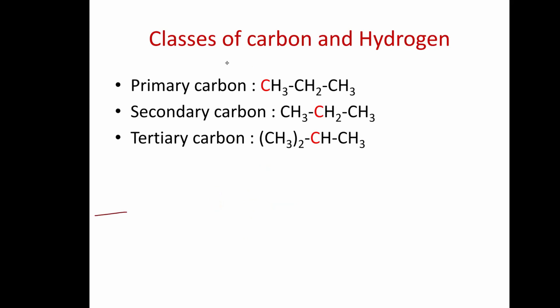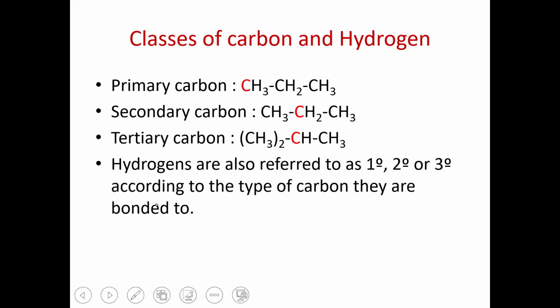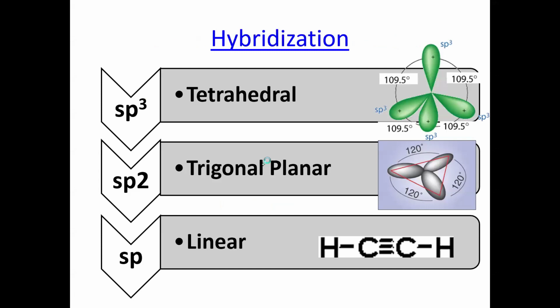The next thing that we are going to look at under this is that hydrogen also can be in the form of primary, secondary, or tertiary according to the type of carbon they are bonded to. So now the next thing that we are going to look at is hybridization.